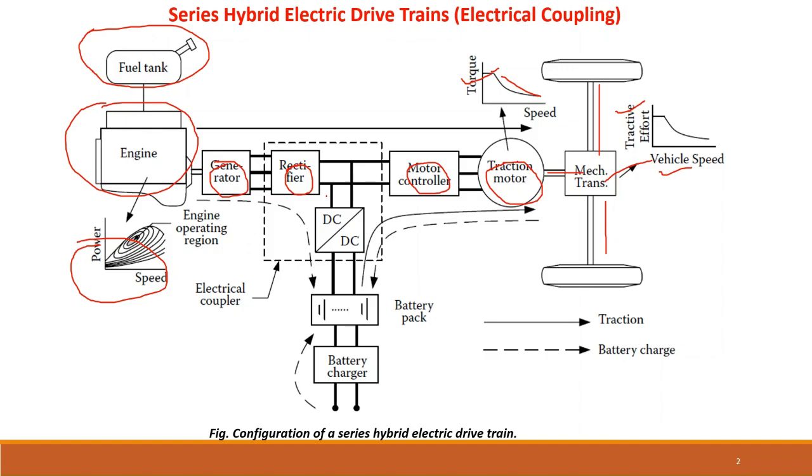After that, we have a bidirectional DC to DC converter, which is attached to the battery pack, and we also have a battery charger so that it can be externally charged also. So this particular rectifier and the DC to DC converter block is basically known as the electrical coupler. Now, how is this particular configuration of a series hybrid drivetrain explained?